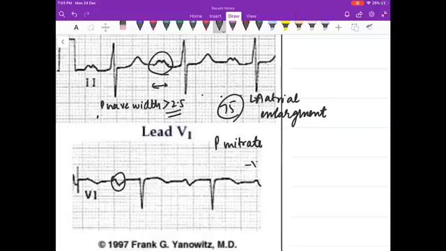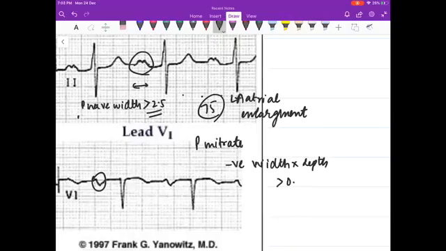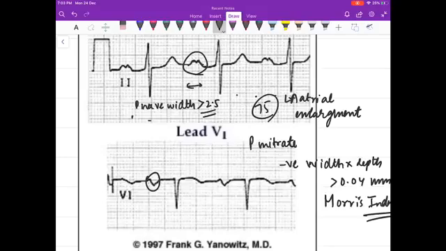So the negative component of the P wave, width cross depth, should be greater than 0.04 mm second. This is called Morris's index. It is a little tough to remember. Just remember that if the P wave width is greater than 2.5, I was talking about the height and the width of the P wave, so this is the importance.